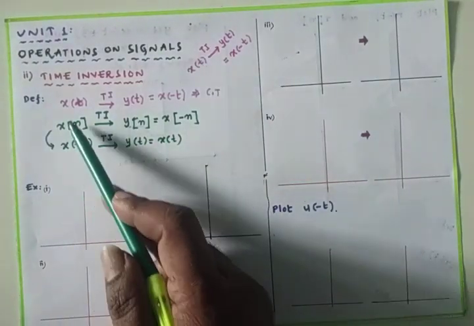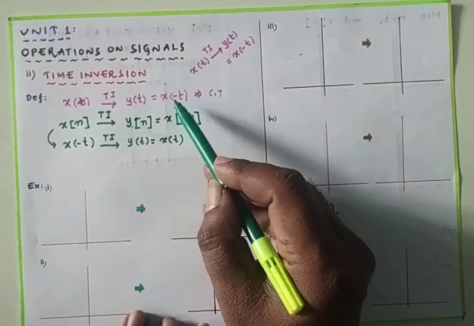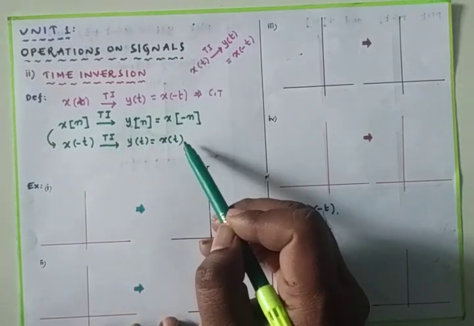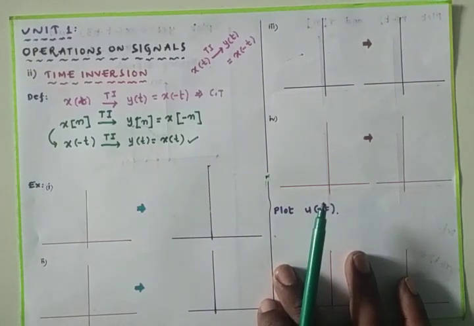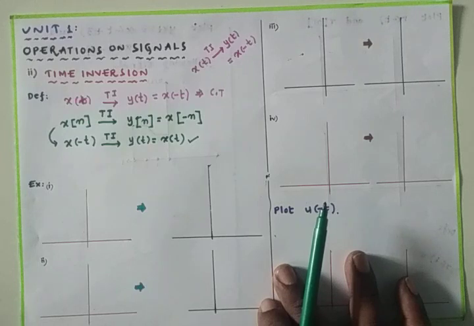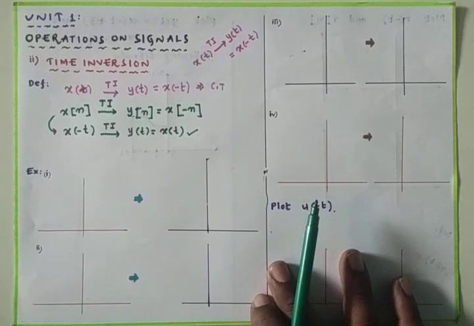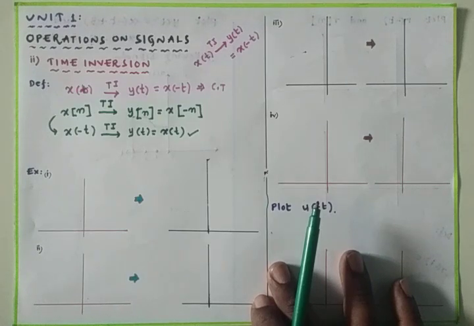If we have the x of t, then by applying the time reversal operation you can get the x of minus t. If you have the x of minus t, if you apply the time inversion operation, you will get the x of t. This is the definition of the time inversion, or the time folding operation, or the time reversal operation, on a continuous time signal as well as the discrete time signal. With some examples, I am going to explain the time inversion operation now.